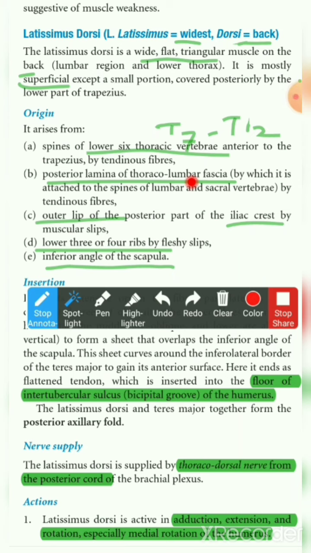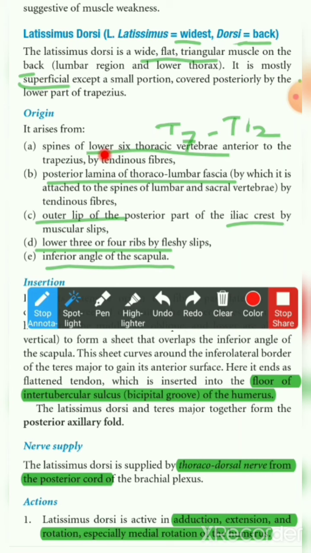Now, our next muscle is the latissimus dorsi. Okay, so latissimus dorsi is a wide, flat, triangular muscle on the back. It is mostly superficial. Okay, so let's see the origin.